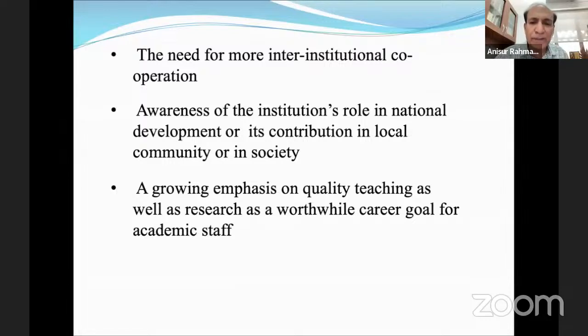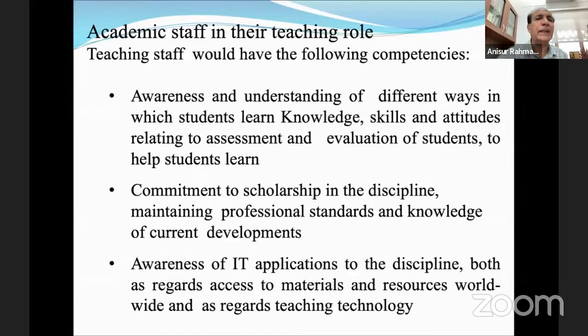So there's a growing emphasis on quality of teaching as well as research. That is a very important one. So what we as teachers are supposed to do, academic staff, meaning we in the teaching role, what kind of competency we must contribute. Of course, we are competent, no doubt, but I'm just reiterating it. This is fine, I guess.